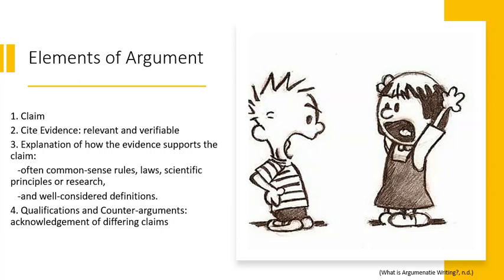Next, we will discuss elements of an argument. The first element is claim. The second is where you cite your evidence, and the evidence will be relevant and verifiable. The third is explanation of how the evidence supports the claim. You'll have common sense rules, laws, principles, and research that you'll use at this point, as well as well-considered definitions. The fourth element is qualifications and counterarguments. You're going to acknowledge differing claims or sides of your topic.